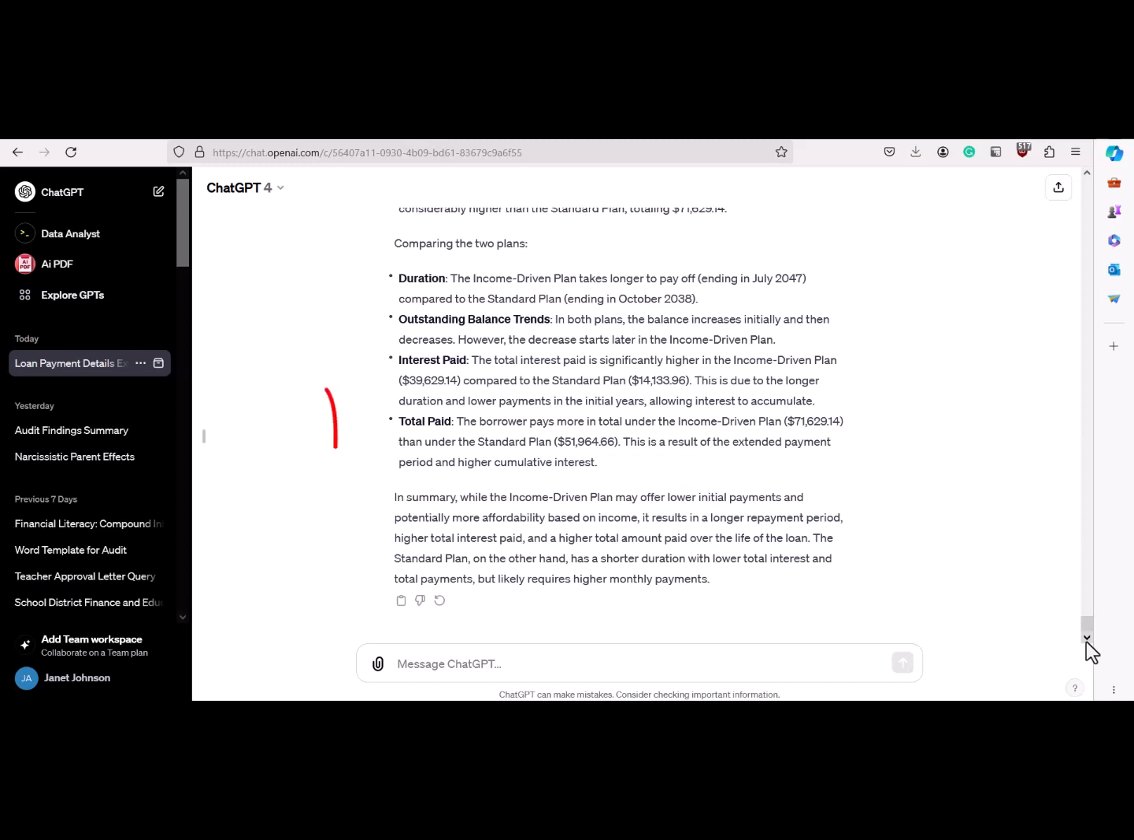Okay, what's the bottom line though? The borrower pays more in total for the income-driven plan. You pay back $71,000 on the $32,000 that you borrowed, and on the standard plan you pay back $51,000. Because you're paying longer, you're paying less per month, but you pay for an additional 9 years, so you pay way more interest on the income-driven plan. So when you're deciding, that $20,000 may seem invisible to you because you're only looking at the monthly payment, but $20,000 is a significant amount of money.